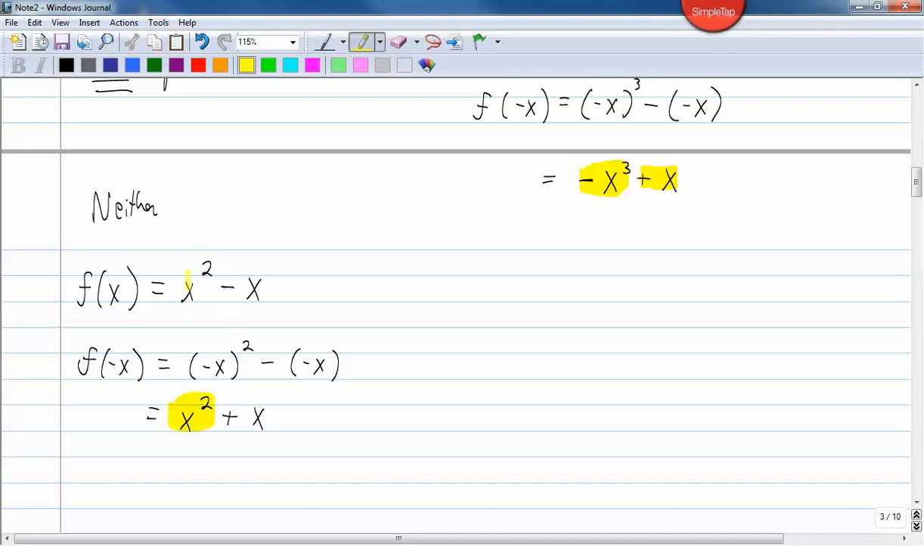Now compare what we got with what we started with. Positive x squared, positive x squared. They're the same. Positive x, negative x. They're different. So I had a combination of the two. Some of the terms were the same, some of them were the opposite. So we can say that this function is neither even nor odd. It's just neither even nor odd.